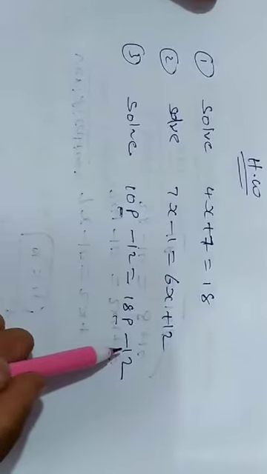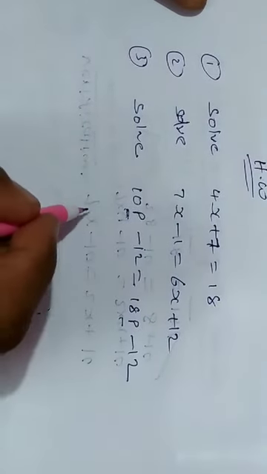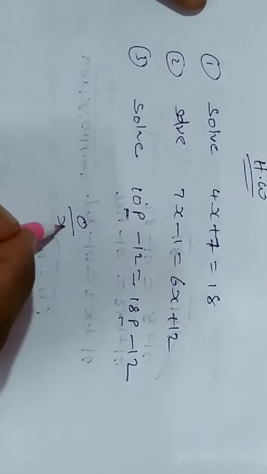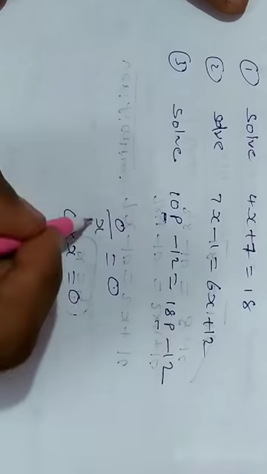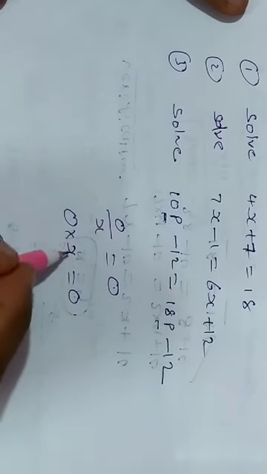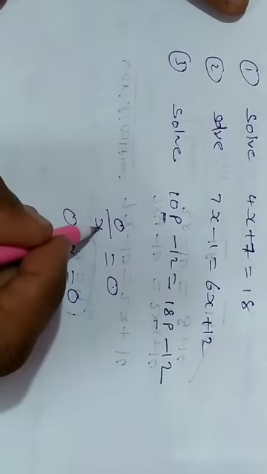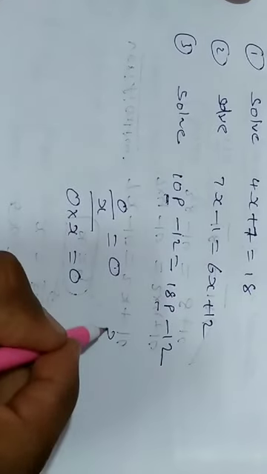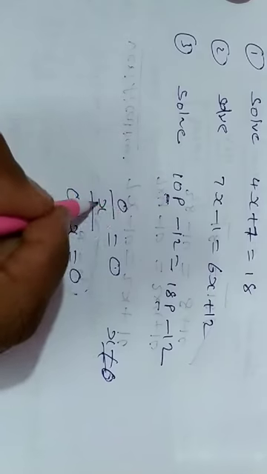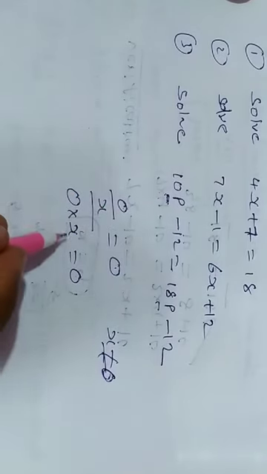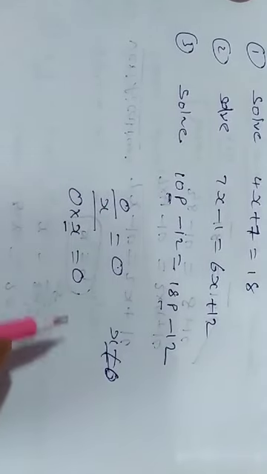Okay, so here one thing: 0 divided by anything is equal to 0. Okay, and 0 into anything is equal to 0. So here x is any number other than, here in this, x not equal to 0. Okay, except 0, 0 divided by anything is 0, 0 into anything is 0. Here x is any number. Okay, keep it in your mind.